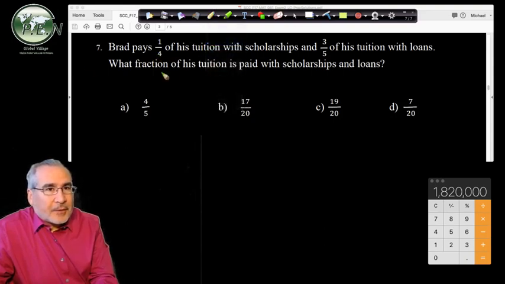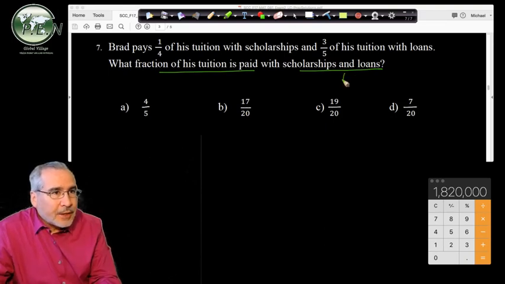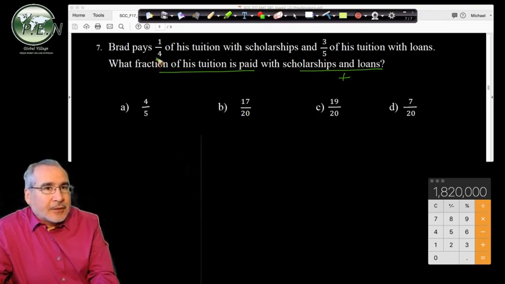So, what fraction of his tuition is paid with scholarships and loans? Coming back, seeing what the question is, what's the fraction that's paid with both scholarships and loans? If we know how much is scholarships and how much is loans, we're just going to add them together. We are told that 1/4 of the tuition is with scholarships, 3/5 is with loans. So we take 1/4 plus 3/5.